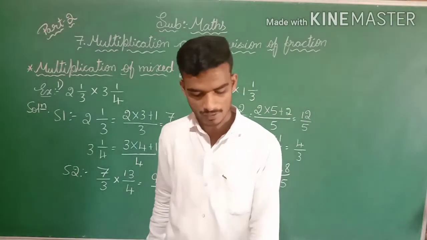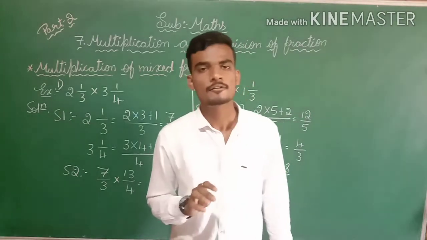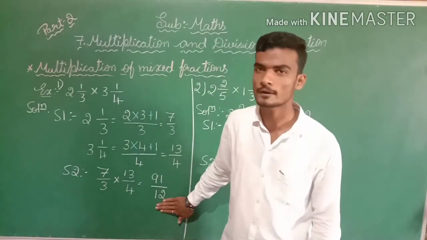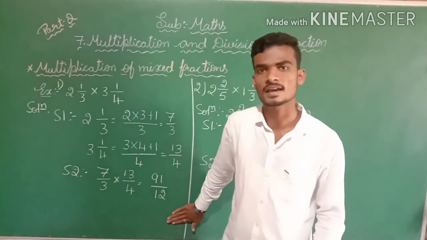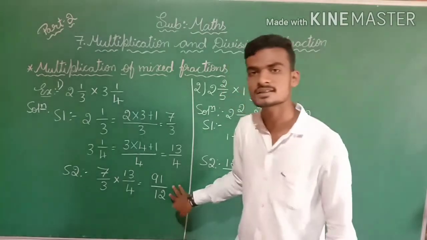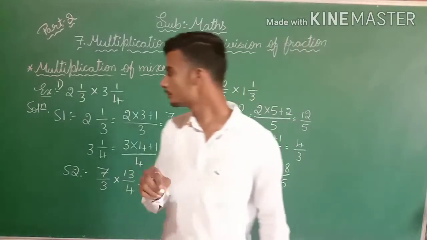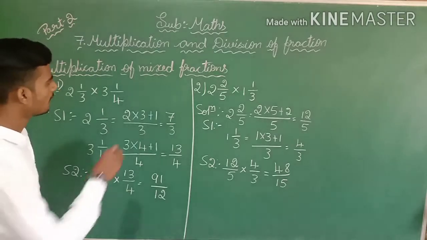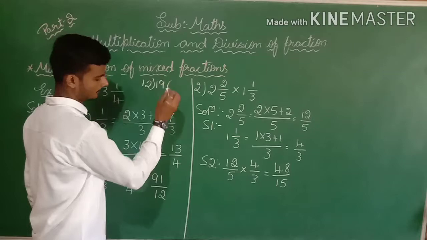After this, in step 3, reduce to the simplest form if possible. If it is possible to reduce to the simplest form, then you can reduce it, or else you can stop here itself. If we want to convert this given fraction into a mixed fraction, how will you convert it? You should know the division. See here, I'll solve here. 12, 91.